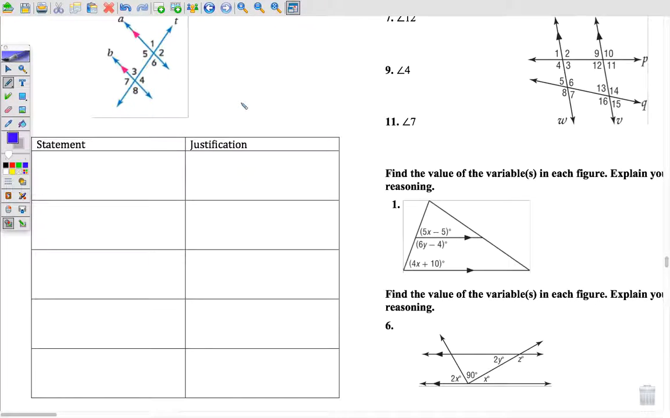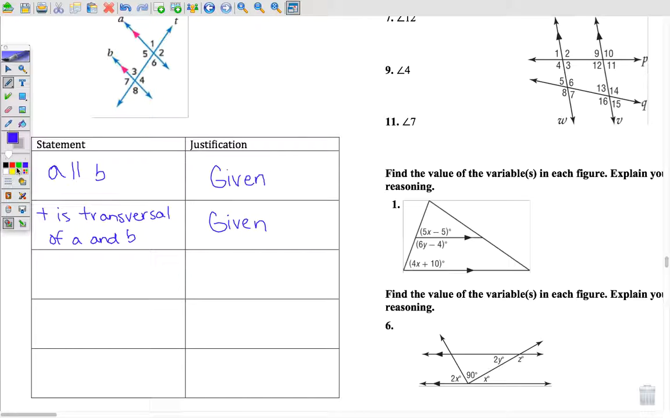Okay, so the first thing we're going to do is write what's given. So we know that A is parallel to B. That's given. And we know that T is a transversal of A and B. And that's also given.